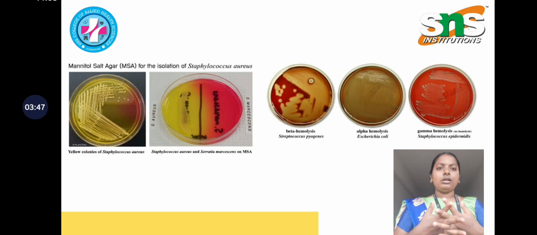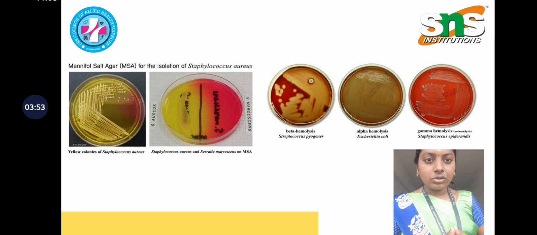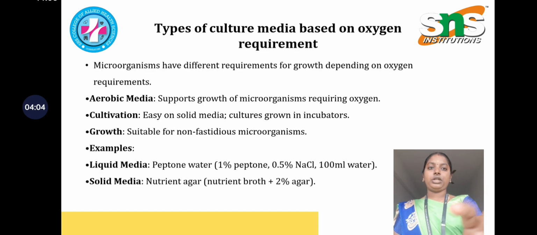And this is the differential media where you can differentiate the species. In the second one you could see the Staphylococcus aureus and Serratia species on specific agar. It should appear as a red yellow zone, and this appears as an orange zone. So this is the example of differential.